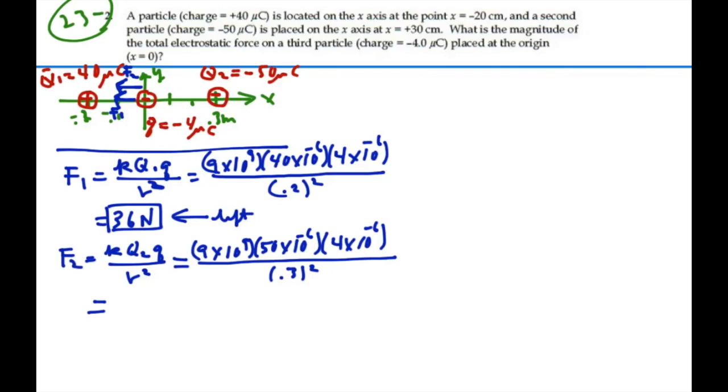So this is 9 times 10 to the 9 times 50 microcoulombs times 4 microcoulombs divided by 0.3 squared, which is 20 newtons. Also to the left.